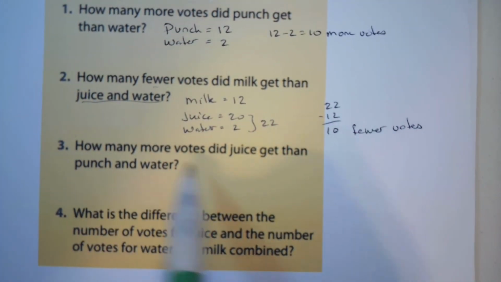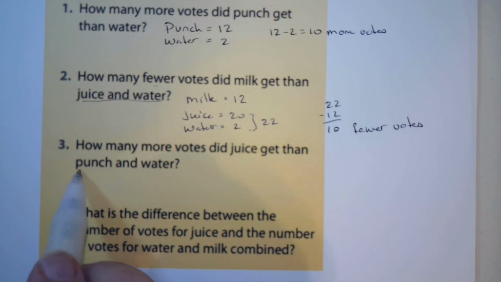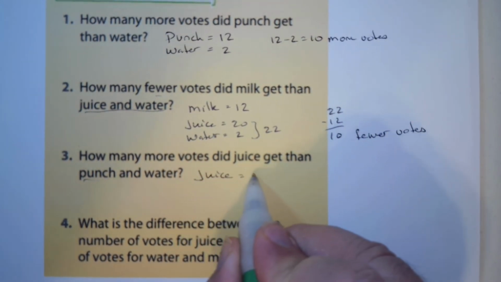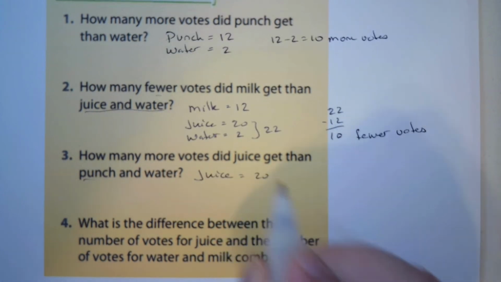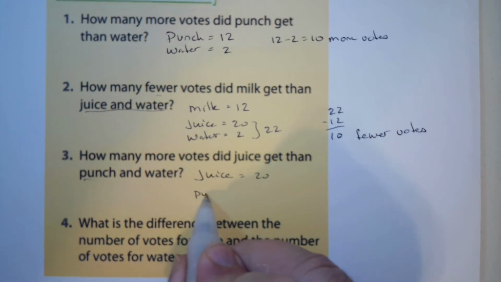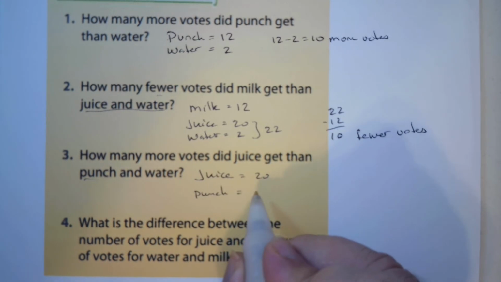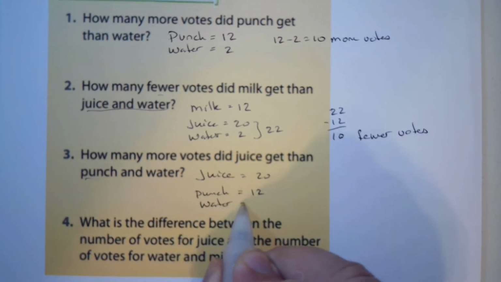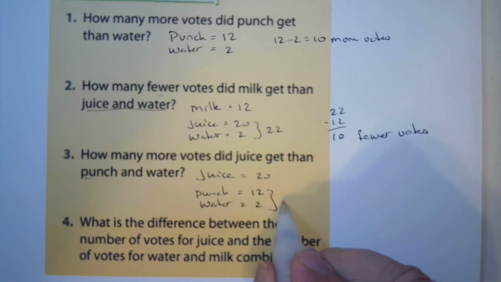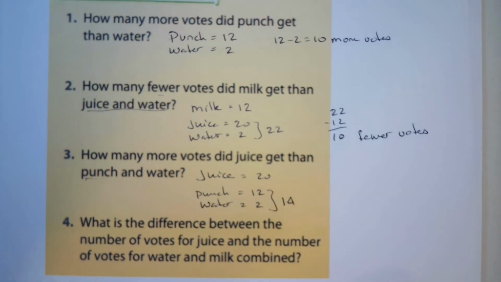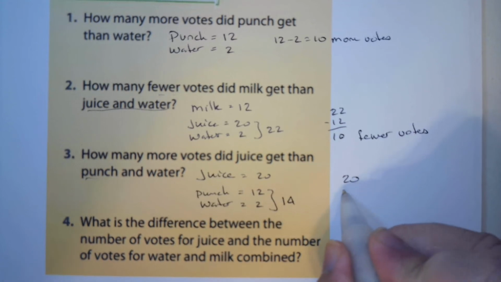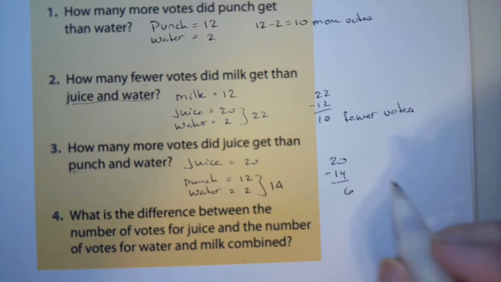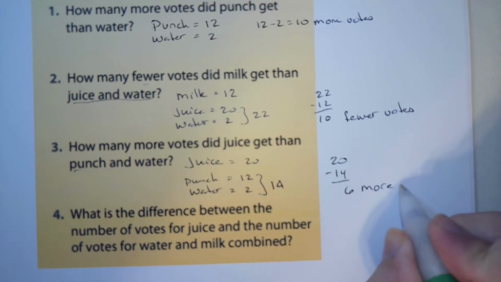How many more votes did juice get than punch and water? Juice equaled 20 votes. Punch was 12 votes. Water was 2 votes. So together they're 14. So 20 minus 14 is 6. So you got 6 more votes.